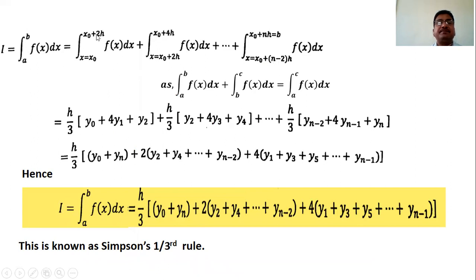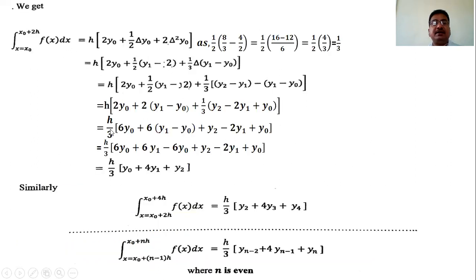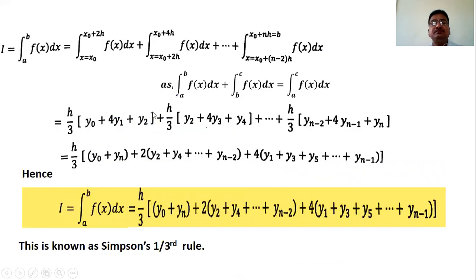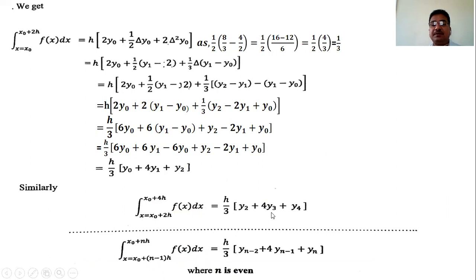Then substitute the value of this quantity. This integration is h by 3 [y naught plus 4 y1 plus y2], plus h by 3 [y2 plus 4 y3 plus y4], and then the integration from x naught plus (n minus 2)h, the value of this quantity is substituted there.